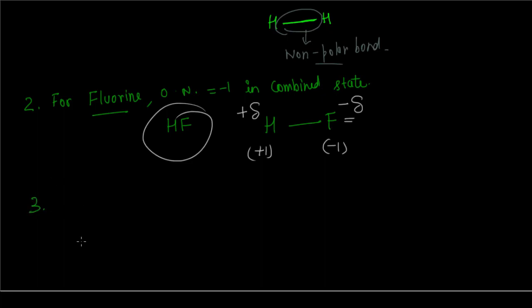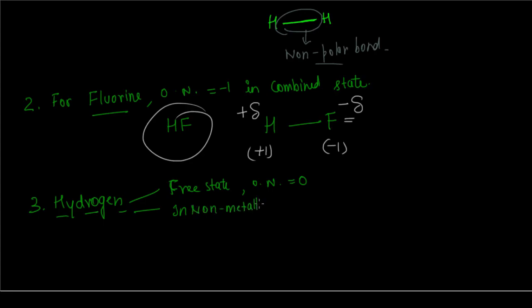Number 3, let's come to our favorite element, hydrogen. For hydrogen, we have 3 cases, right? First case is in free state, H2 form. So in free state, the oxidation number for hydrogen is 0. Obviously for any element it is 0. Second is in its non-metallic hydride. What do we mean by non-metallic hydride?